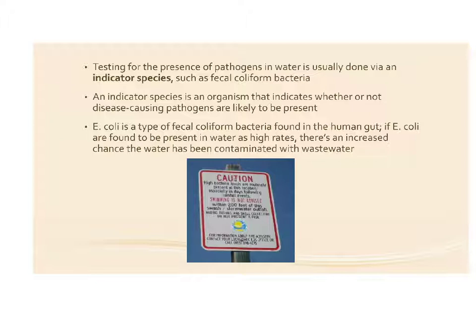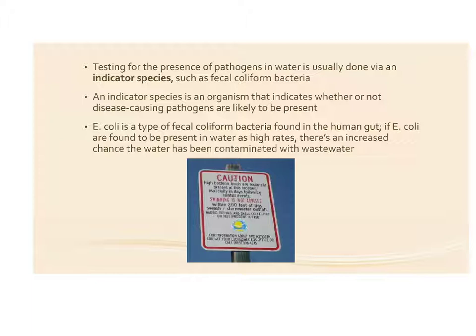Testing for the presence of pathogens in water is usually done via something called an indicator species. We often use an indicator species such as fecal coliform bacteria. It's really not feasible to test for every waterborne contaminant that could actually be in the water. So the presence or absence of an indicator species is a relatively reliable and fairly straightforward way to figure out whether or not water has been contaminated by wastewater.